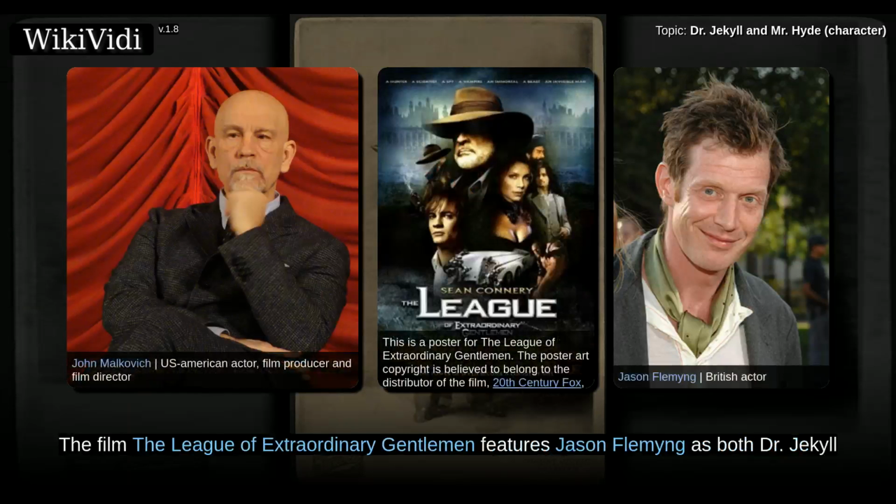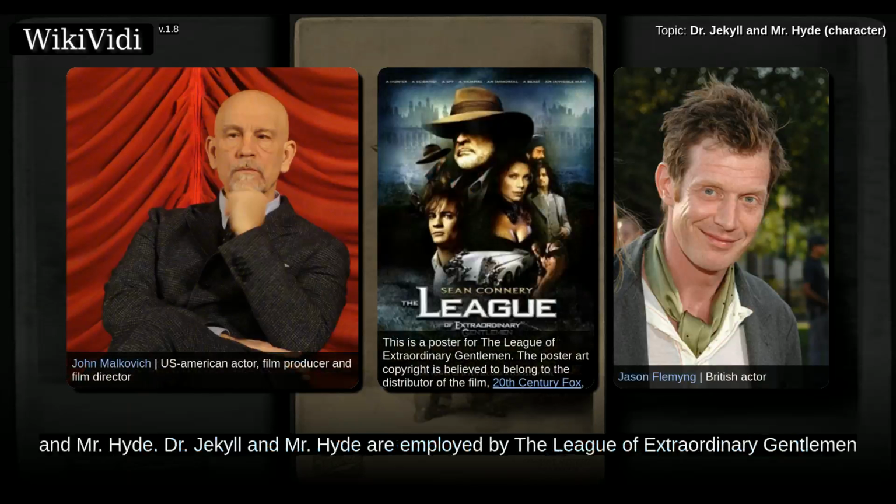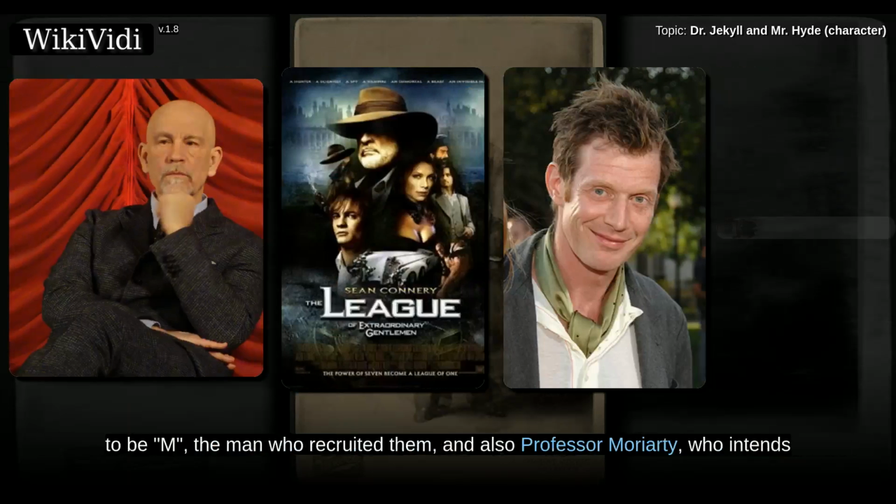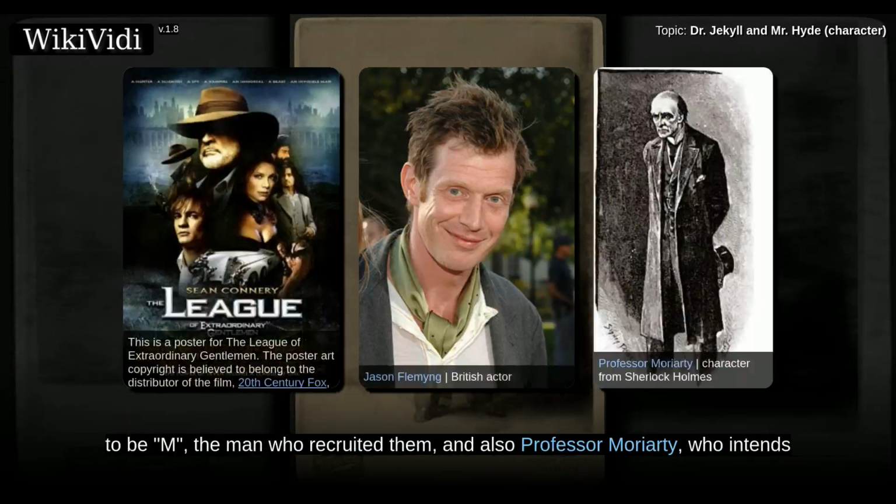The film The League of Extraordinary Gentlemen features Jason Flemyng as both Dr. Jekyll and Mr. Hyde. Dr. Jekyll and Mr. Hyde are employed by the League of Extraordinary Gentlemen to combat the ruthless criminal known as the Phantom, who is revealed in the course of the film to be the man who recruited them, and also Professor Moriarty, who intends to acquire the power of the League for use in his plans to trigger a world war and sell his weapons for profit.